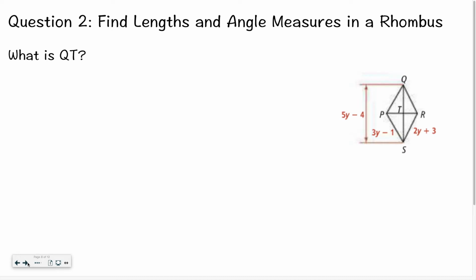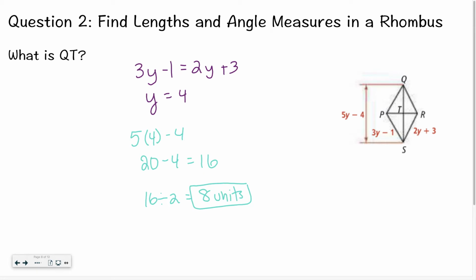Good luck. Hopefully to solve this one, you set the two congruent sides equal to each other to solve for y, and then plugged that into the measure of the diagonal, which is listed all the way on the outside here. And when you plugged it in, you ended up with 16, which was the whole diagonal. But if you read the question, we wanted to know QT, which is only half of the diagonal. So I took that full diagonal and cut it in half to get 8 units.